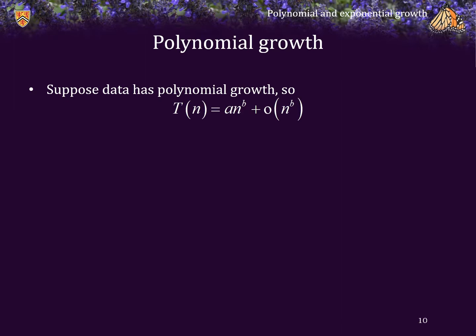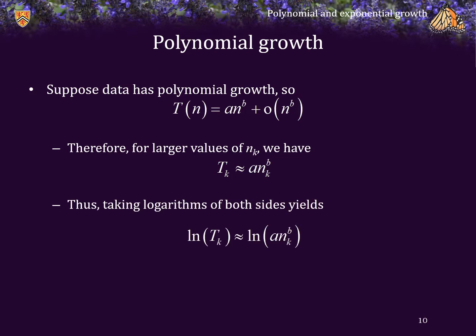Suppose our runtimes, or more generally our data, is demonstrating polynomial growth, so therefore t of n is some unknown a times n to the b plus lower order terms, again where b may be unknown. Therefore, if we have a large specific value of n, say n sub k, then the runtime for that n sub k is some value t sub k, and that's going to be approximately a times n sub k raised to the power b.